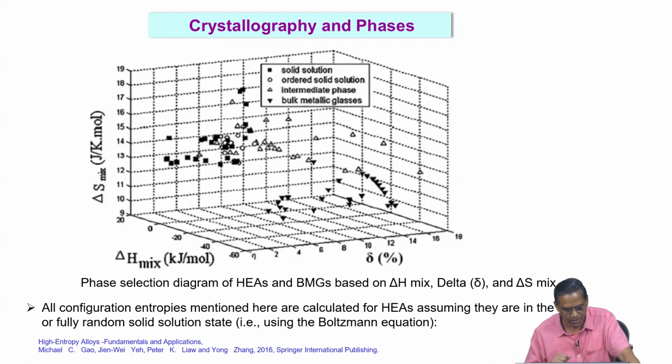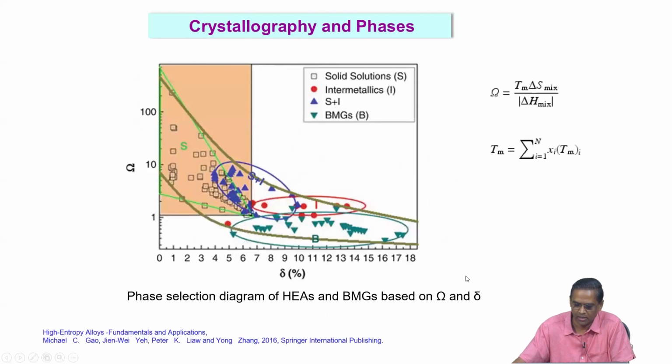This is another representation of the same idea, but what is given here is a new parameter, omega. This is another parameter by which these phase forming or phase selection rules are looked at, and here also you can see that solid solutions, intermetallics, or solid solution plus intermetallics and bulk metallic glasses have a kind of distribution. So look at this area which is marked by this color. It's a kind of rule: you should have 1.1 of omega and about 6.6 delta, which is required for fully forming solid solutions.